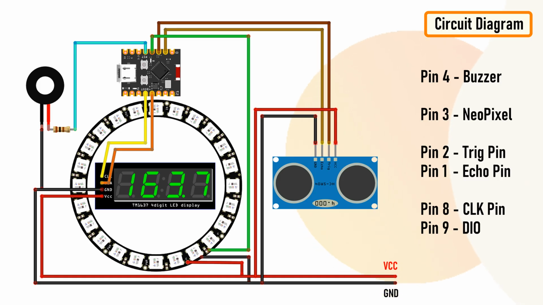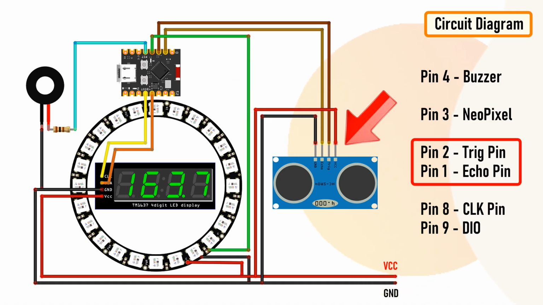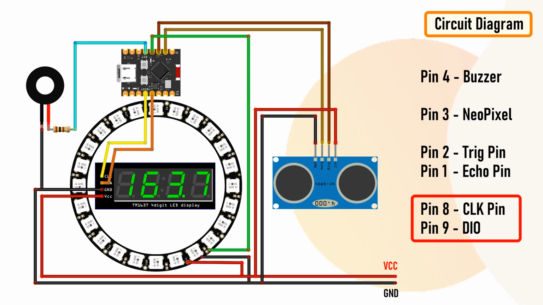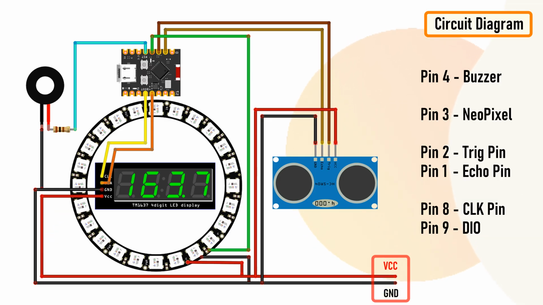The wiring setup is pretty straightforward. Connect the microcontroller's pin number 4 to the buzzer, connect pin number 3 to the NeoPixel ring, wire pin number 2 to the trig pin, and pin number 1 to the echo pin of the ultrasonic sensor, connect pin number 8 to clock, and pin number 9 to DIO of the 7-segment display. Finally, connect all the positive terminals to the power rail and all negative terminals to ground.